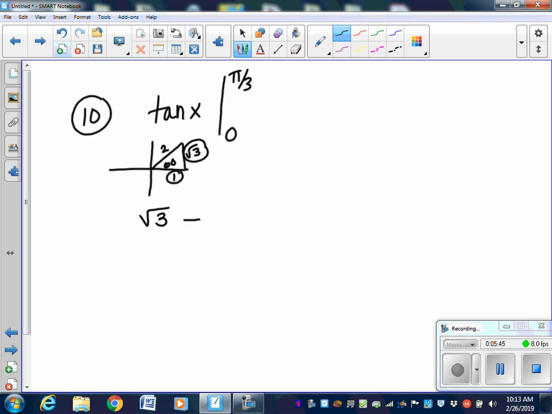minus, and then you need to do the tangent at 0, which is 1, 0, which is y over x, which is 0 over 1, which is 0. And the square root of 3 minus 0 is the square root of 3. Number 10.